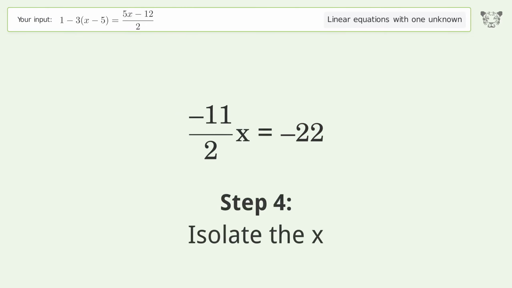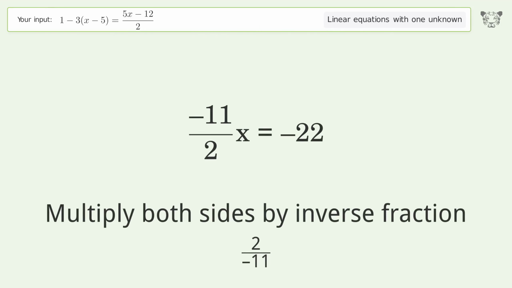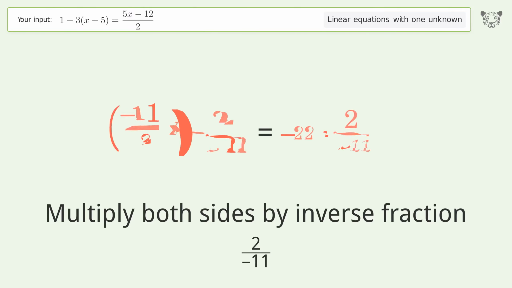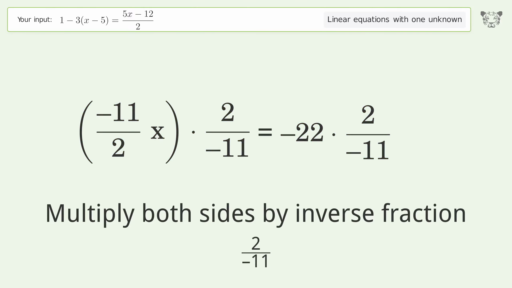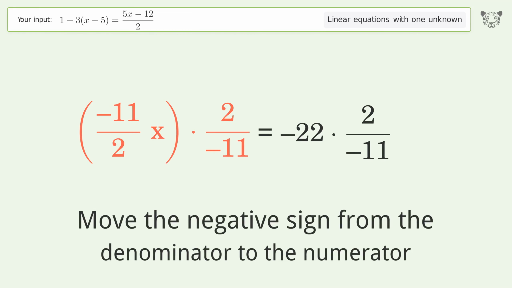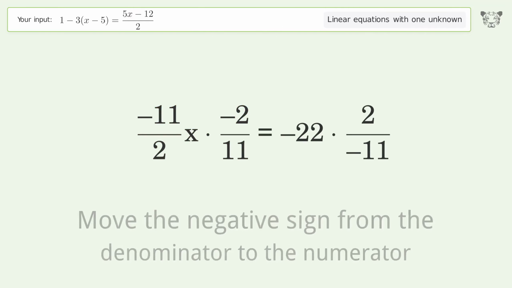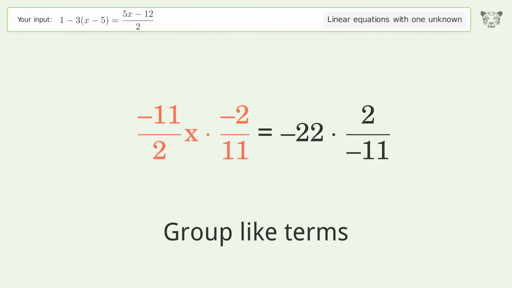Isolate the x. Multiply both sides by inverse fraction 2 over -11. Move the negative sign from the denominator to the numerator. Group like terms.